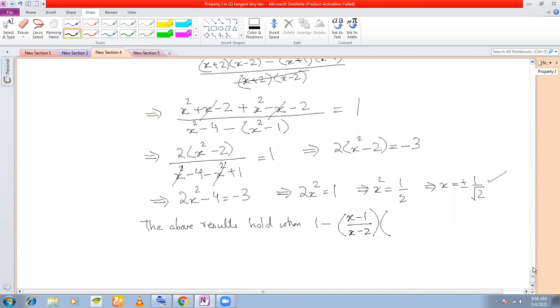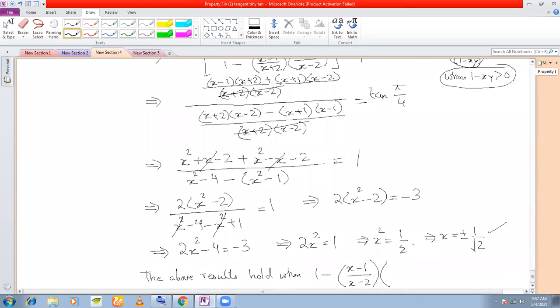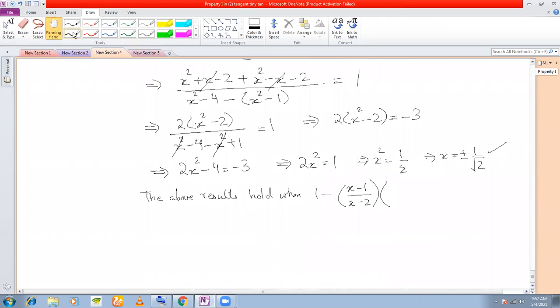And what is y here? As I told you, y here is this part, x plus 1 by x plus 2. The above result holds if this is positive, right? 1 minus xy is positive. So now we shall solve this inequality and see what is the acceptable range of values.